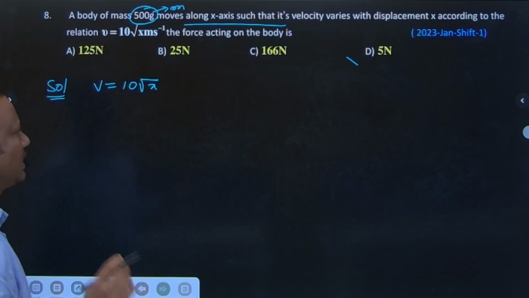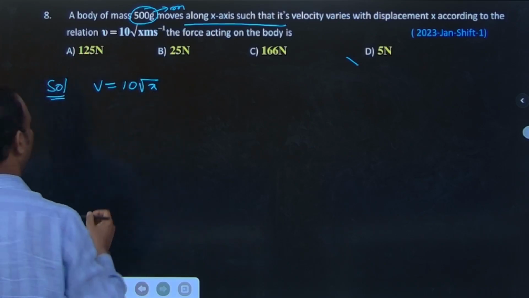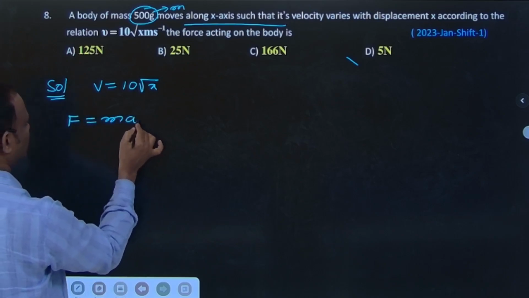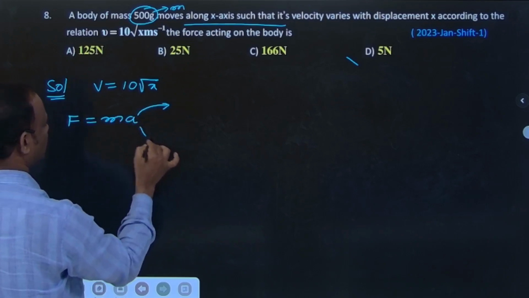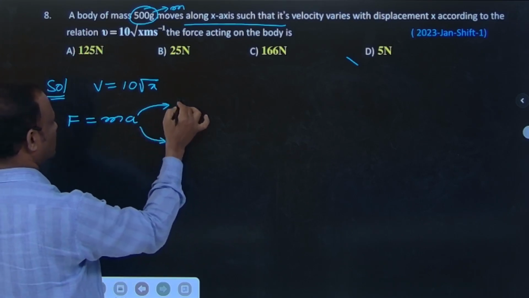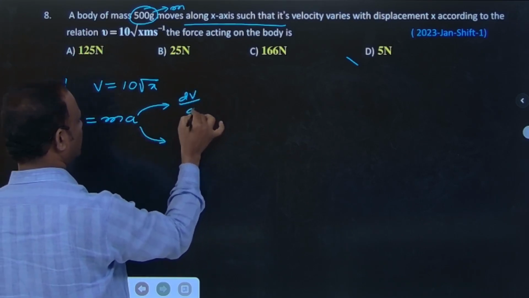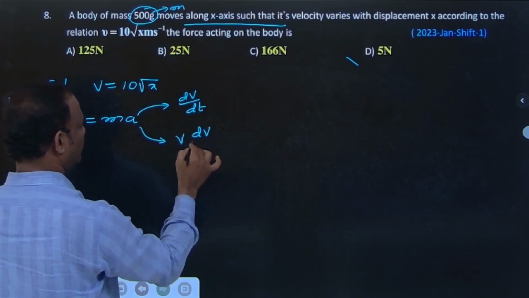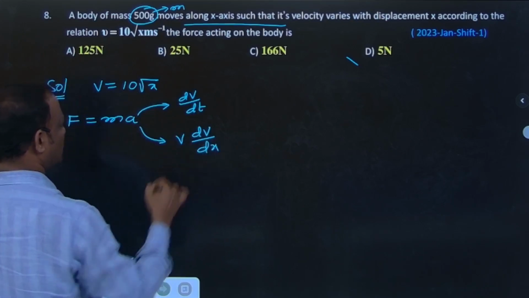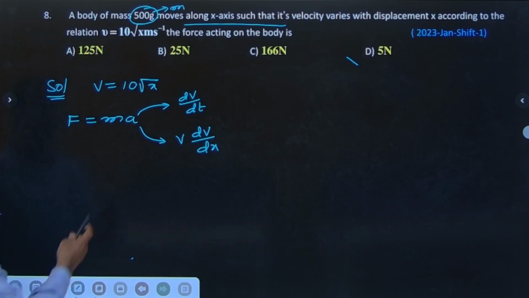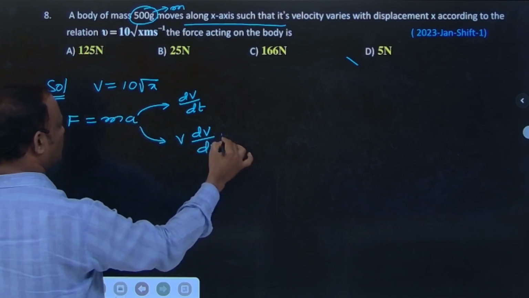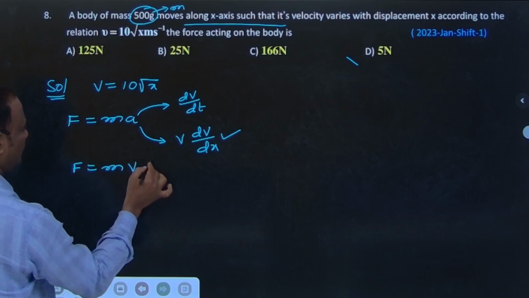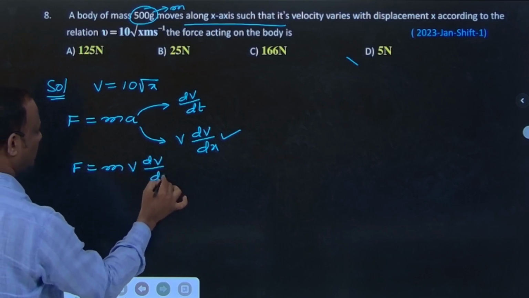What is the force acting on the body? Force acting on the body: F is equal to m into a. a can be calculated in two ways. One is dv by dt, with respect to time. The other is v into dv by dx, with respect to position. We need to choose this. F is equal to m v dv by dx.